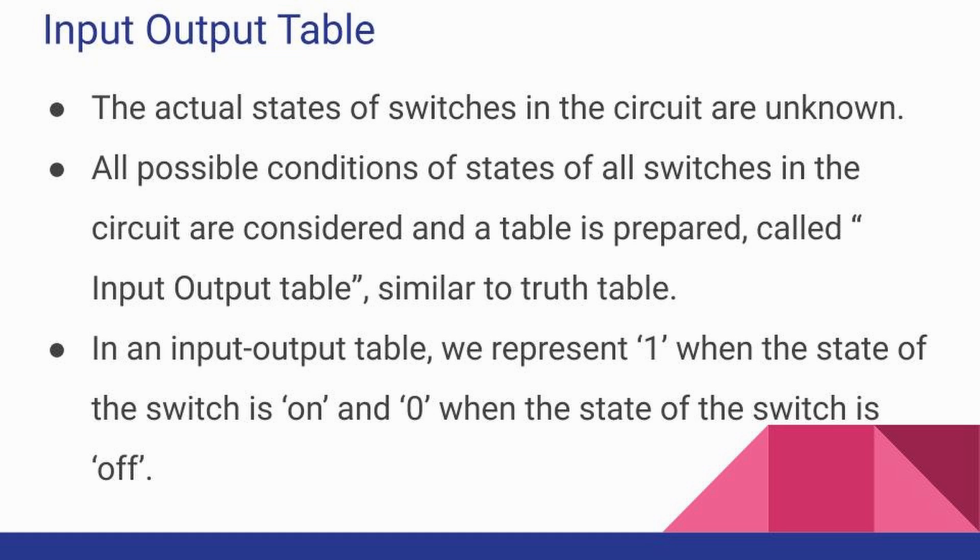In truth table, what do we take? If there is only one statement, we take true, false. If there are two statements, we take true, true, false, false. Similarly, here also we construct an input output table. But here in an input output table, we represent 1 when the state of the switch is on and 0 when the state of the switch is off. For on, we use the number 1, and for off, the number 0. It is similar to the truth table. There we used to write true and false.